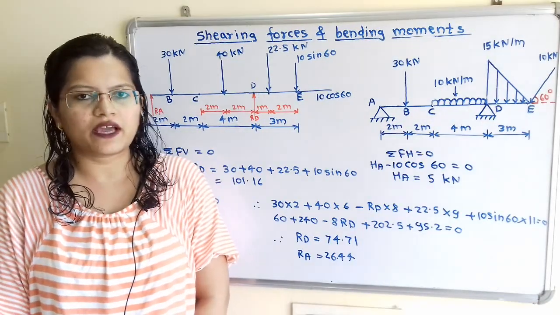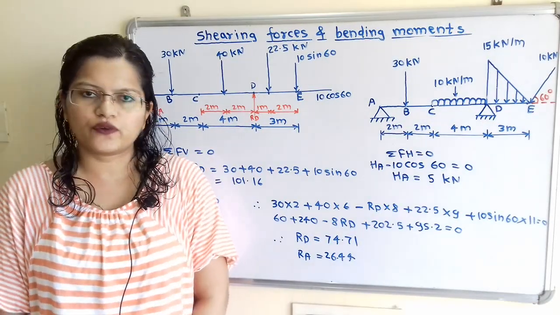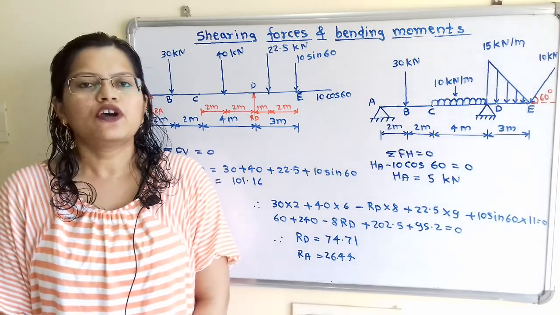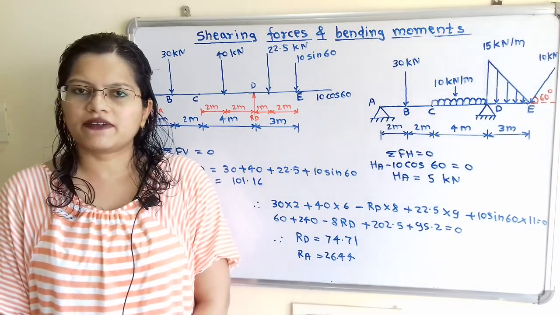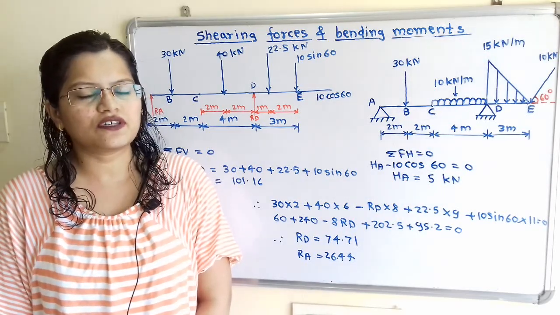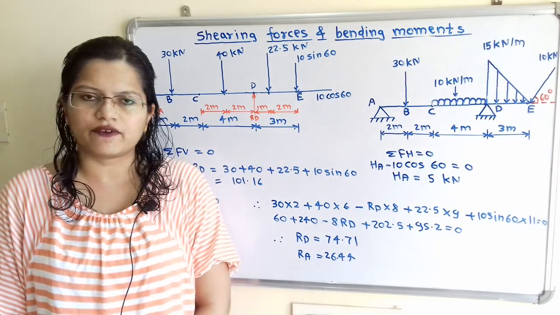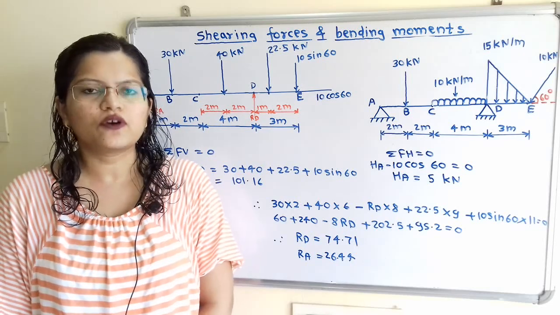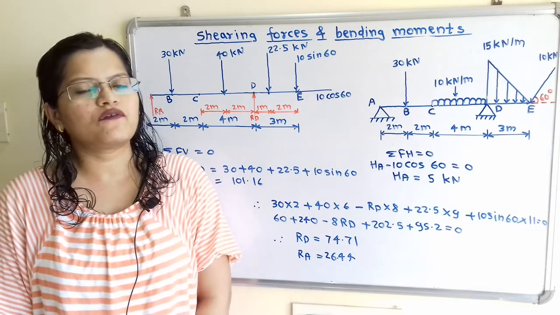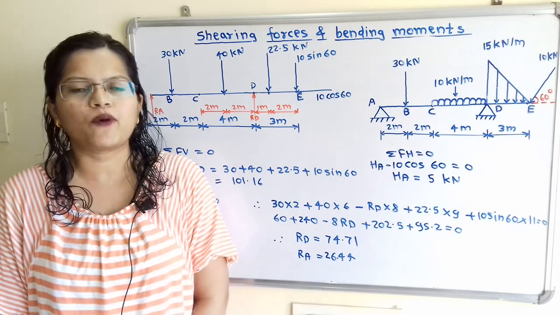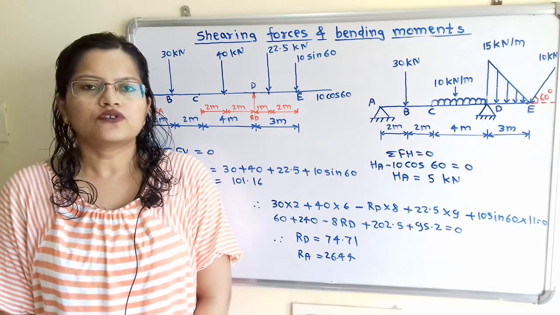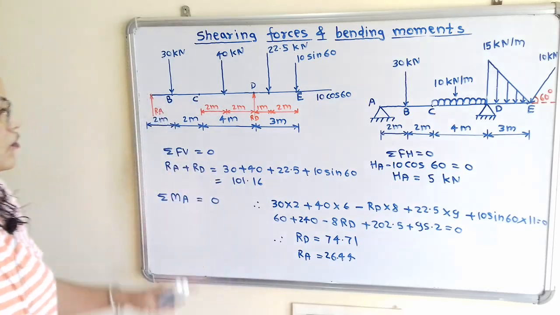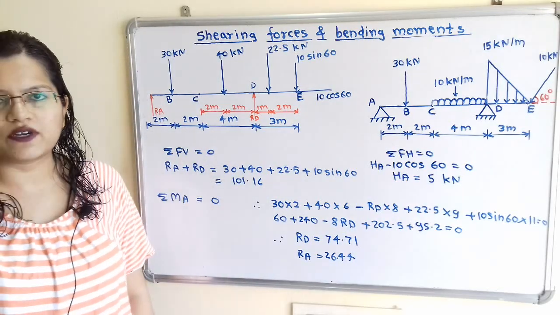From the free body diagram, we will find the unknown forces. We will consider the system to be in equilibrium. When the system is in equilibrium, the summation of all vertical forces is equal to 0, the summation of all horizontal forces is equal to 0, and the summation of moments of all the forces about any point is equal to 0. We will show all these three equations. First, the summation of all vertical forces is equal to 0.